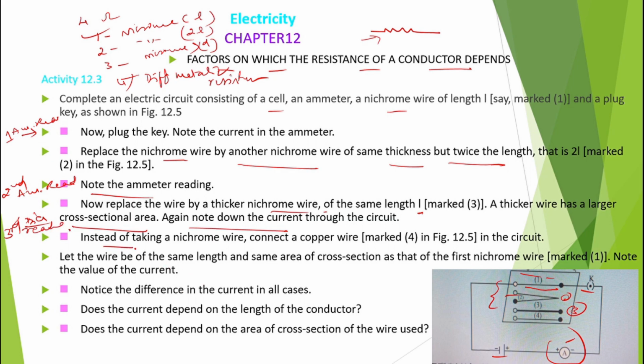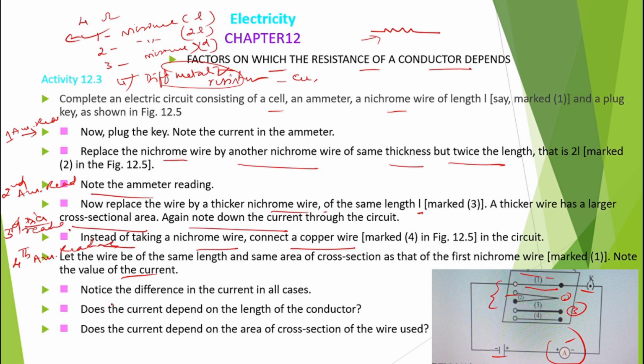Okay. So instead of taking a nichrome wire, connect a copper wire. So I told you a different metallic wire. Now you put, he has mentioned, copper wire in the circuit. Let the wire be the same length, and the same cross section as that of the first nichrome. First, the nichrome we have taken with the same diameter and length. So note the value. This is the value of current. Again, ammeter reading. This is the fourth ammeter reading.